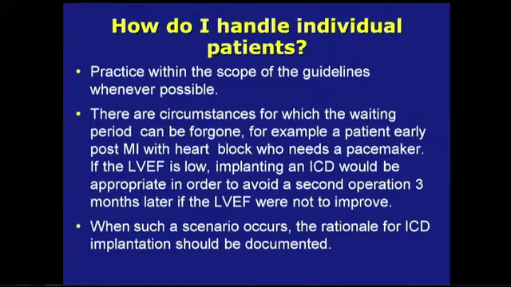For example, if a patient's early post-MI with heart block and needs a pacemaker, if the ejection fraction is low, according to the American College of Cardiology appropriate use criteria that I mentioned before, you can put in a defibrillator under circumstances like that because you want to avoid opening a pocket a second time at 3 months after optimized medical therapy if the person's ejection fraction is not recovered. So that's good medicine. But what you have to do is to write it down in the chart to show that you've thought about it and you understand what the guidelines are and what you're doing. So when such a rationale occurs, just document it and write it down.